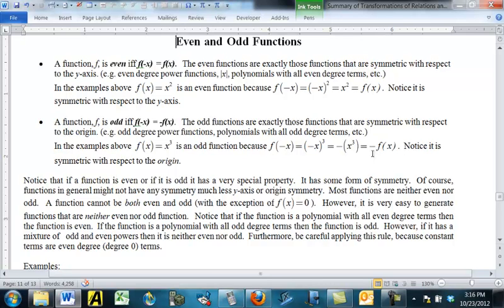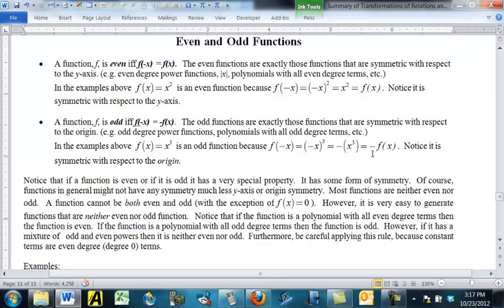Okay? A function can't be both even and odd, with one exception. If it's just y equals 0, that's both even and odd. It has both origin symmetry and y-axis symmetry. But otherwise, it can't be both even and odd.